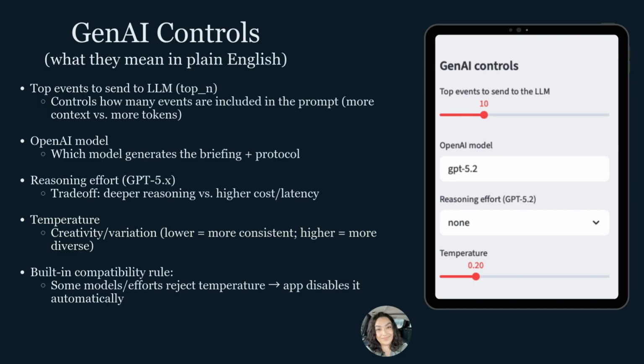Next is the OpenAI model field. That's simply which model is doing the work behind the scenes, both for the briefing and for the protocol generation. So different models can behave a little differently in terms of tone, speed, and how strictly they follow formatting rules.